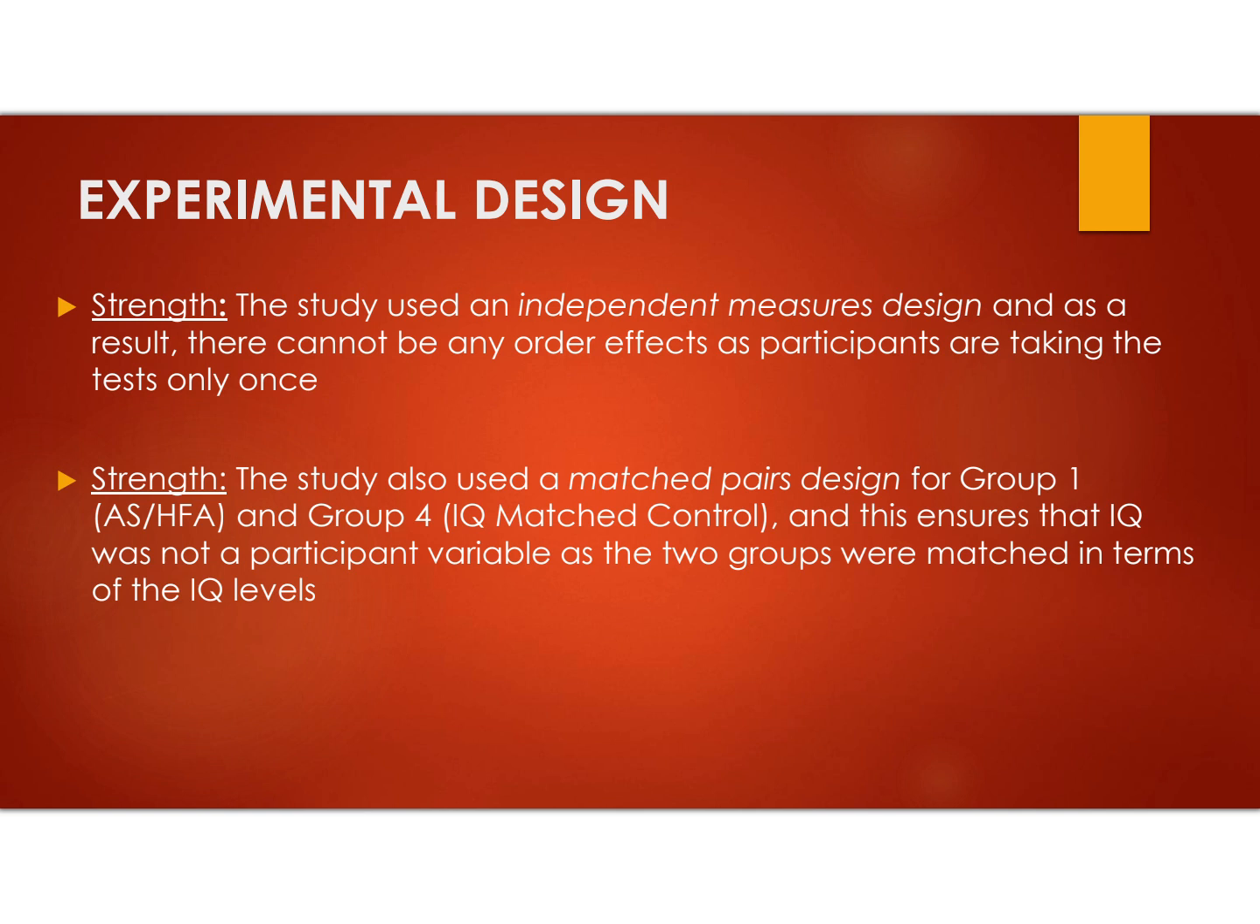It's an independent measures design because you are either in the control group or the autistic group. So order effects cannot be there as you're only taking the test just once. You're not taking it more than once. So no chances of practice or fatigue effects. And there's a matched pairs design being used for group 1 and group 4, so ensuring that IQ is not a participant or confounding variable.